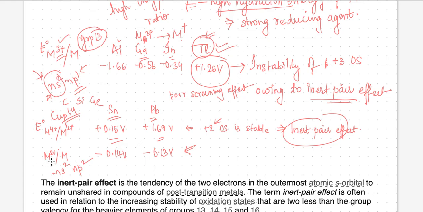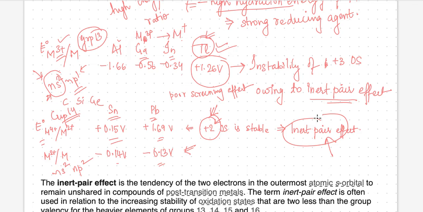Okay, and that is why here also when you talk about the M2+ to M+ reduction, they are showing a lesser degree of, though it's a negative value, but as you go down the group it is showing a reluctance to undergo reduction. Okay, that again shows that the +2 oxidation state is highly stable. From the E naught value we understand that, and the reason for that is the inert pair effect. In group 13 it is the +1 oxidation state that is favored. In group 14 it is the +2 oxidation state that is favored.